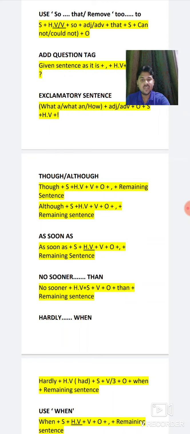So consider now we are using though. First of all we will start our sentence with though, after though the subject will be there, after that the helping verb, and after the verb you have to add a comma, because where do you have to use a comma, student?